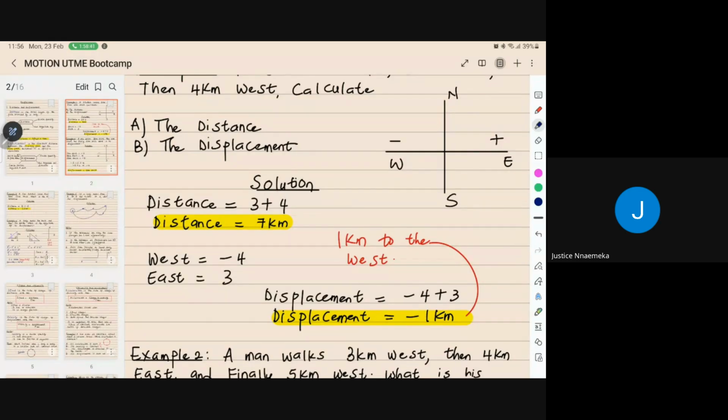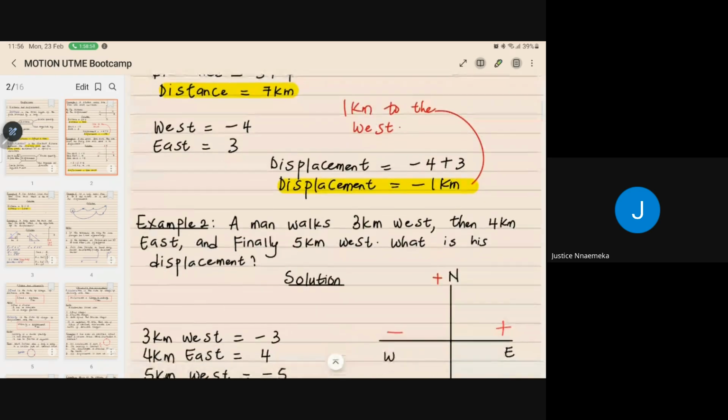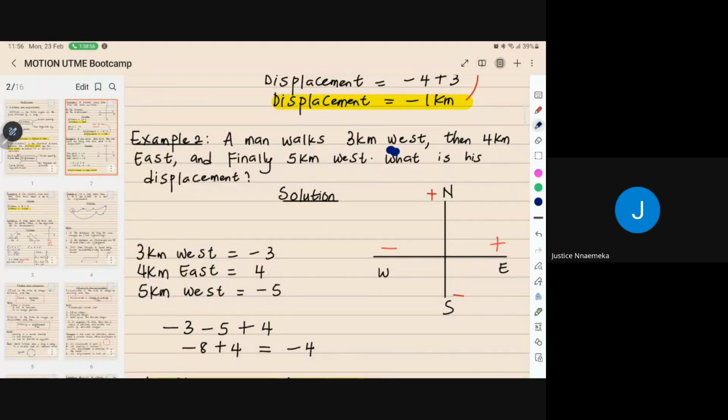So remember that displacement is a vector quantity having both magnitude and direction. The magnitude here is 1 kilometer. The direction now is the west, which is that symbol that we have right there. So we went ahead to solve another question where the man was moving around from west to east, back to west, and the rest of them. We applied the same thing.